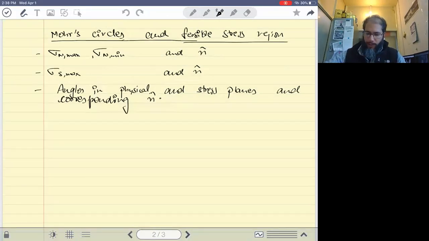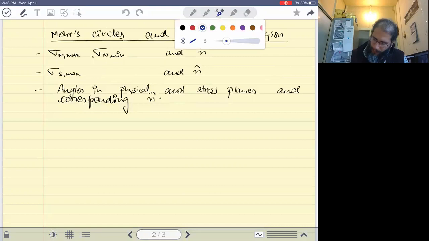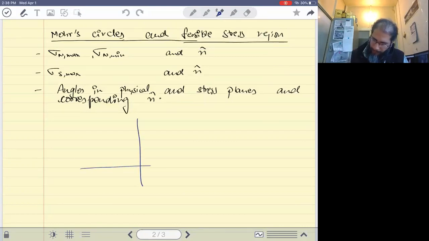All right, so let's start. So in the previous lecture, we talked about using Mohr's circles, which are the circles which give us the information about the feasible stress space in the stress plane. So let's quickly draw the Mohr circles again. So on the x-axis, we have the normal stress, that is sigma n, and on the y-axis, we have the shear stress, or sigma s.